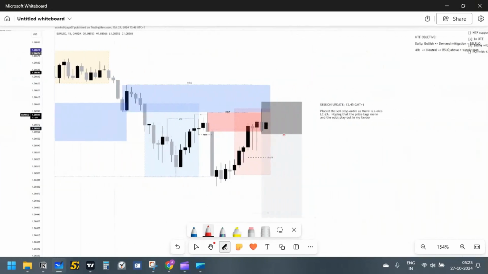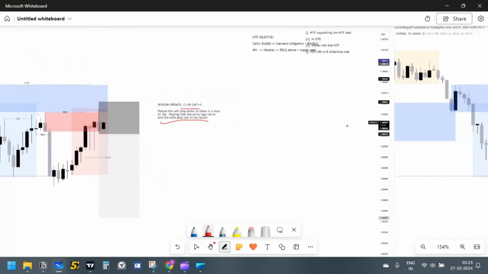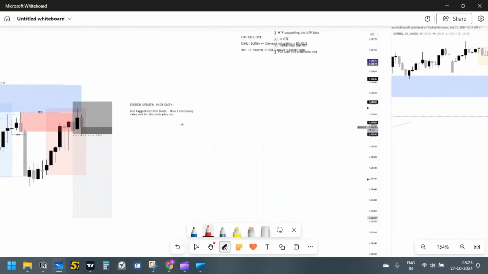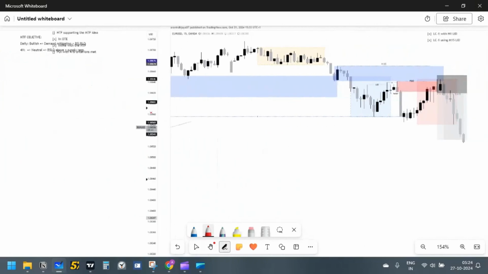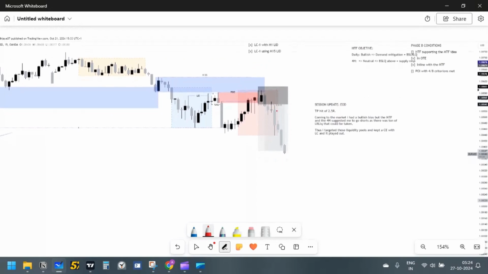Here you go, perfect shot at 1:45 GMT. Placed the sell stop order as there is a nice LC2A, hoping that the price tags me in and the odds play out in my favor. And yeah, price tagged me in, and I got tagged in at 1408, and I don't know when I got tagged out, at around 15, you can say. So I got tagged out with a TP of 2.5. So it was a very nice trade.